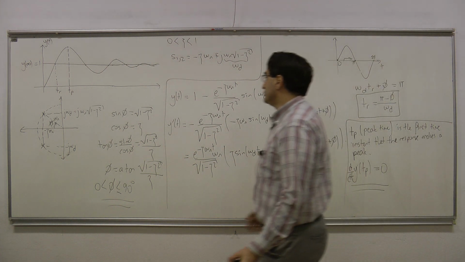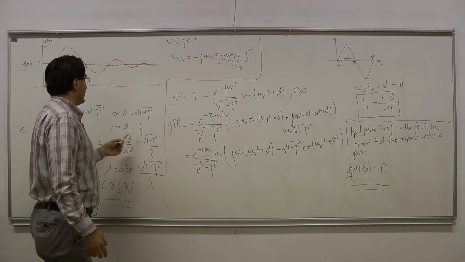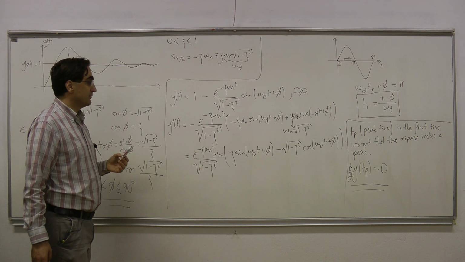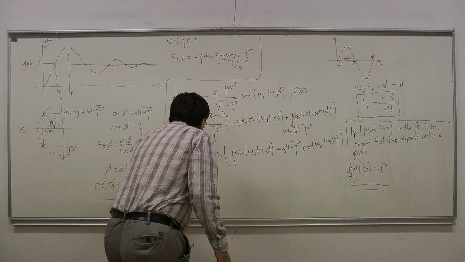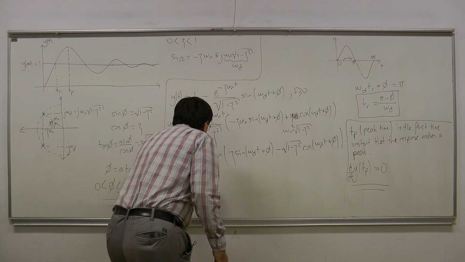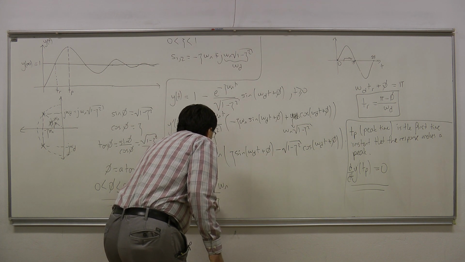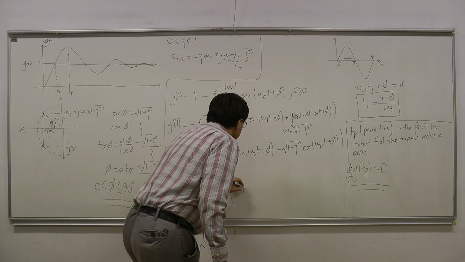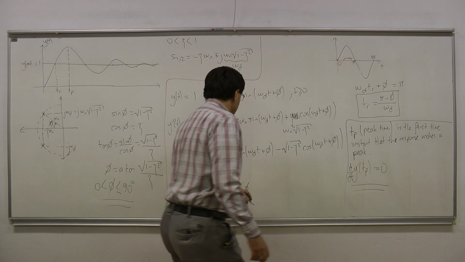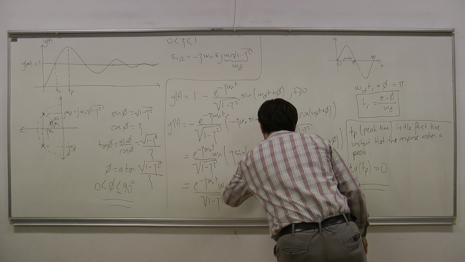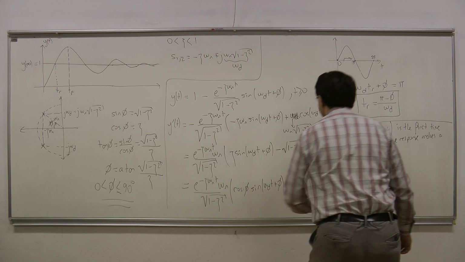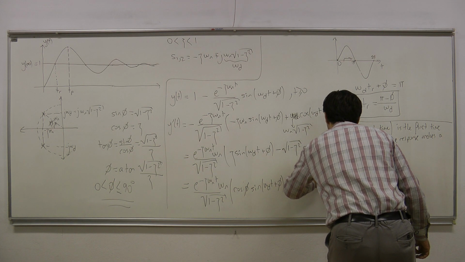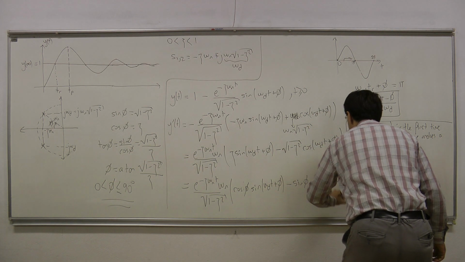So now I'm going to be using these expressions. Psi is cosine phi, and square root 1 minus psi square is sine phi. Well, let me write those. E to the minus psi omega n t, omega n, square root 1 minus psi square. Instead of psi, I write cosine phi, and I have sine omega dt plus phi, and I have minus, I have here sine phi and cosine omega dt plus phi. Okay?